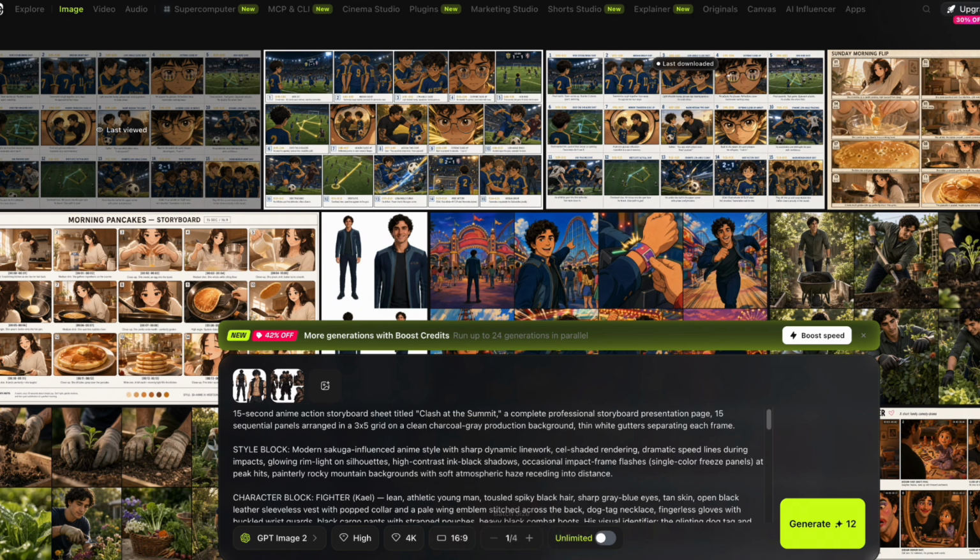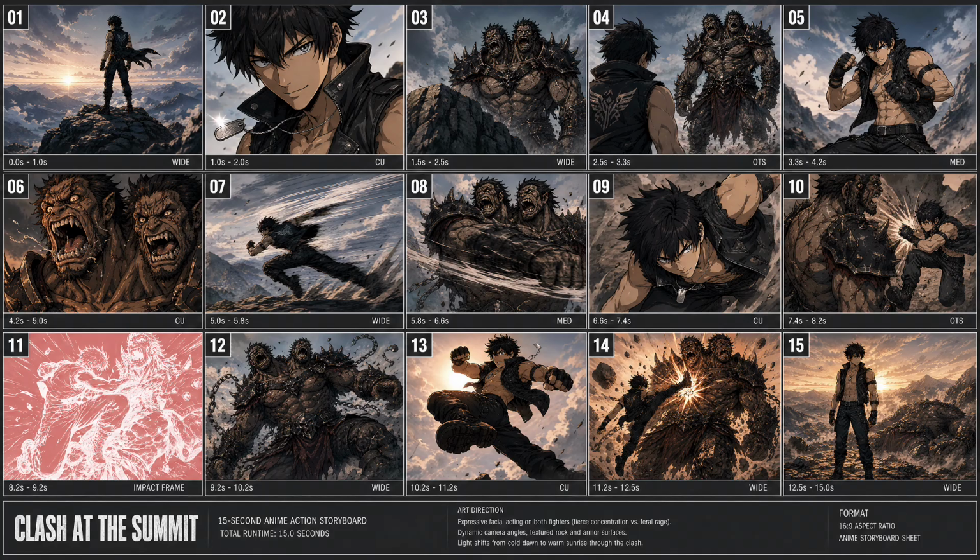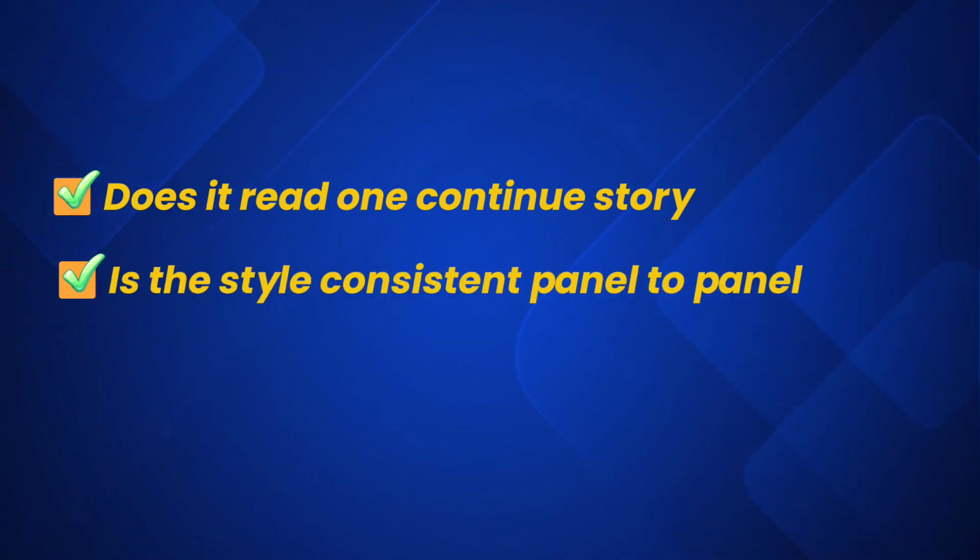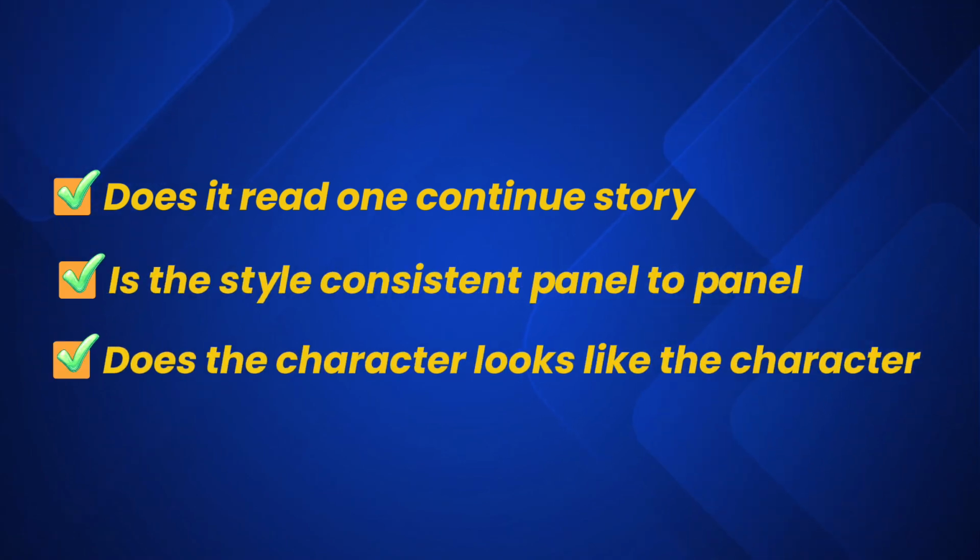Quick tip: generate the storyboard at the highest quality your tool allows. A sharper storyboard consistently produces a better final video. Once it's generated, run a fast 3-part check. Does it read as one continuous story? Is the style consistent panel to panel? Does the character still look like the character?